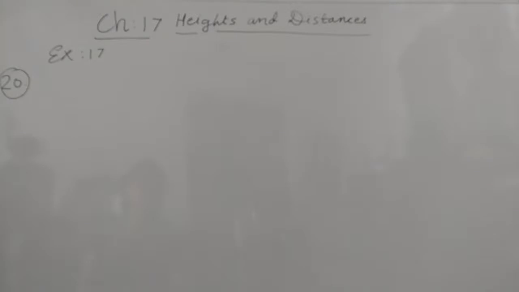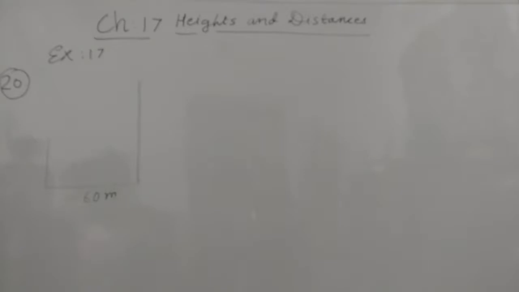Chapter number 17, exercise 17, question number 20. The horizontal distance between the two towers is 60 meter and the angle of depression of the top of the first, as seen from the top of the second, which is 150 meter high, is 30 degree. Find the height of the first. So here there are two towers. I draw tower 1 and tower 2 like this. It is also written that the distance between them is 60 meter. This is the 60 meter distance given.